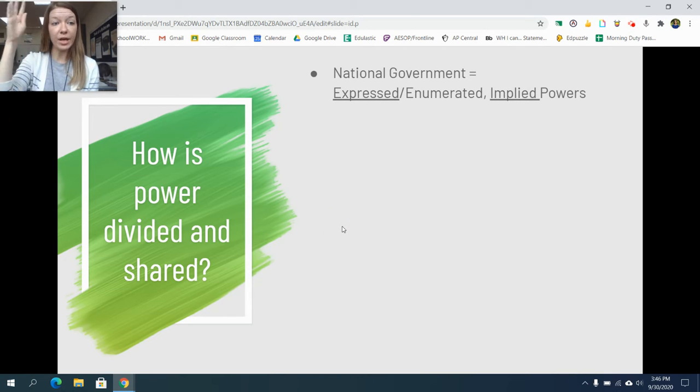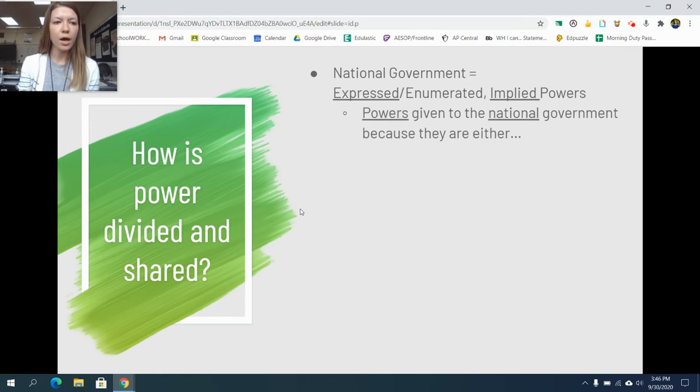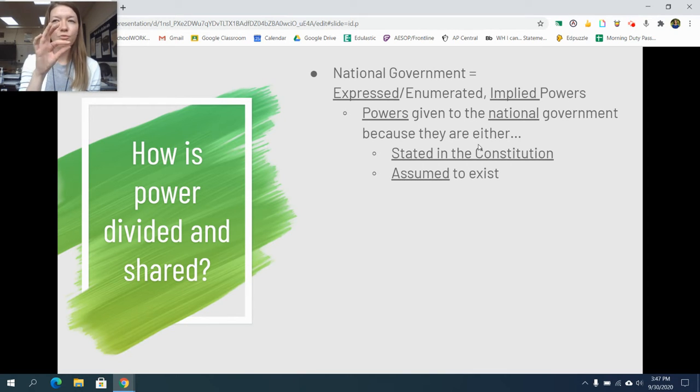So we're going to start big and then work our way down. So the national government has what we call expressed or enumerated powers and implied powers. So you're going to want to remember those vocab terms. These are powers that are given to the national government because they are either stated in the Constitution, like you can actually find them word for word in the Constitution, or they are assumed to exist. And that's where we get the implied powers from, right? You have to read in between the lines, but the power is still there.